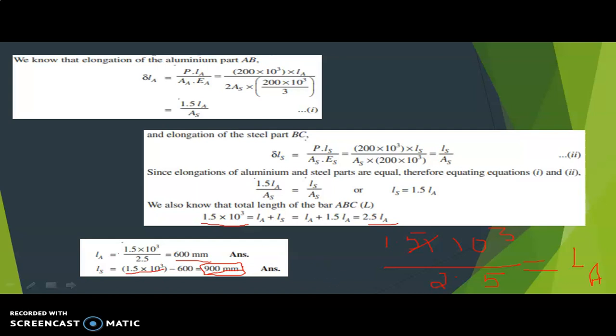Or the other way also you can do it. LA is equal to 600 mm. You know the relationship, right? What is LS? The length of the steel bar is equal to 1.5 times the length of the aluminium bar. So the length of the aluminium bar is 600, so 600 into 1.5 is equal to 900. In that way also you can calculate. So now the length of the aluminium bar is 600 mm and the length of the steel bar is 900 mm. Okay, thank you.